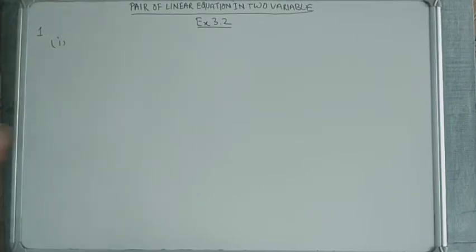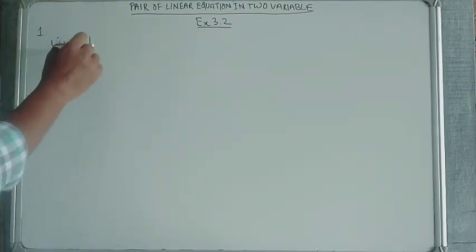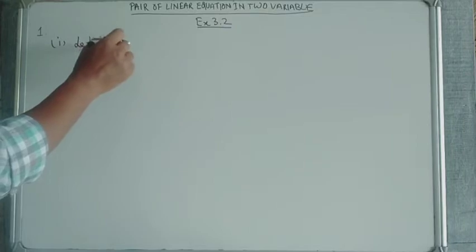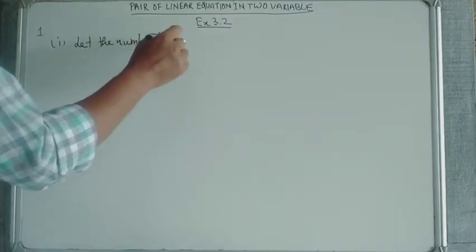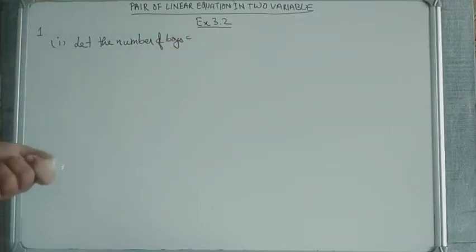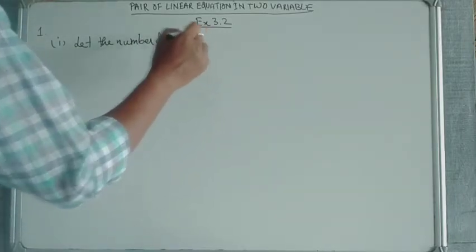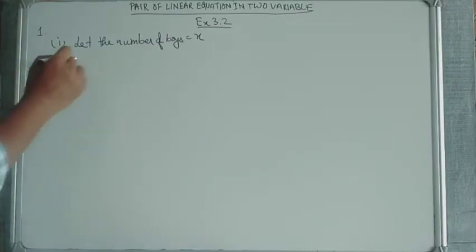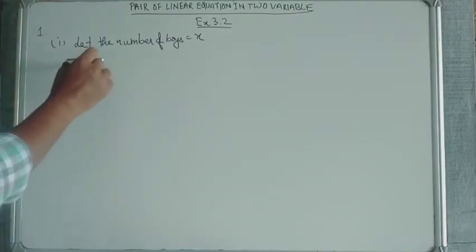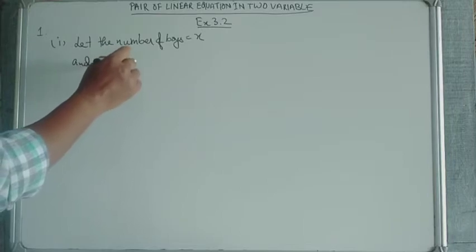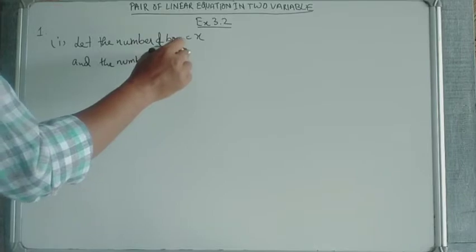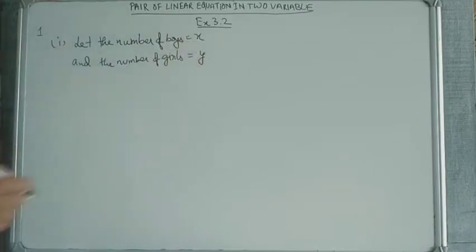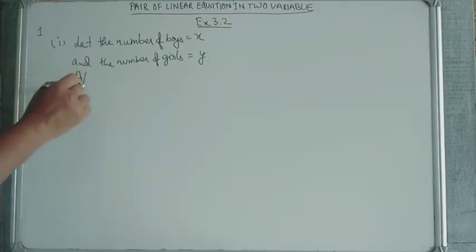Okay, so we will say let the number of boys be x, we don't know the number of boys so we take it as x, and the number of girls is equal to y. Now, according to the question, what is there?